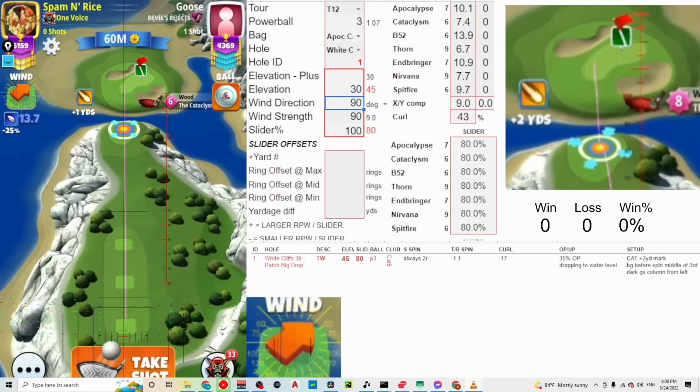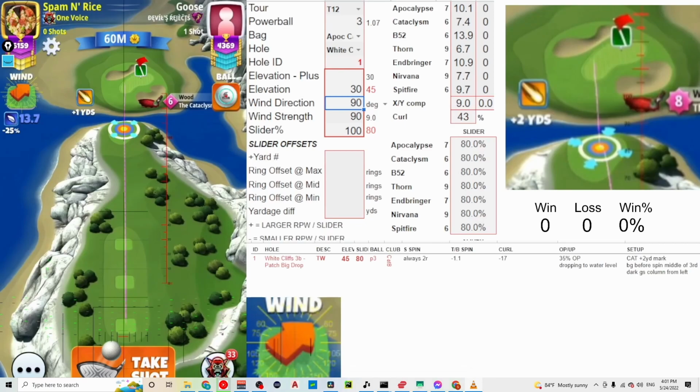So this is a setup for the hole. We see that the calculator is showing that I haven't set up the hole yet, but it's showing 90, 90. But I want you to look at here. The top spin, backspin is saying minus 1.1 right now, and the curl is saying minus 17, which stands for minus 17%.